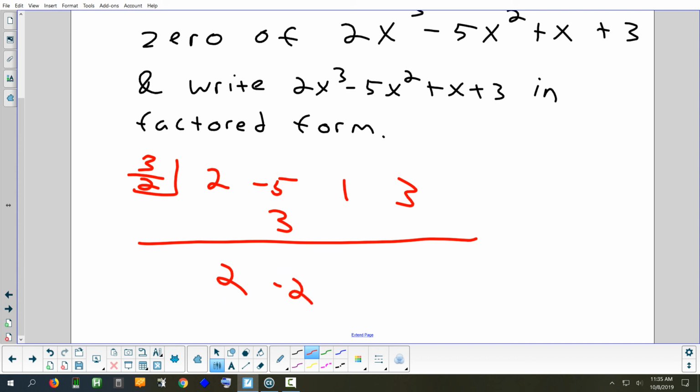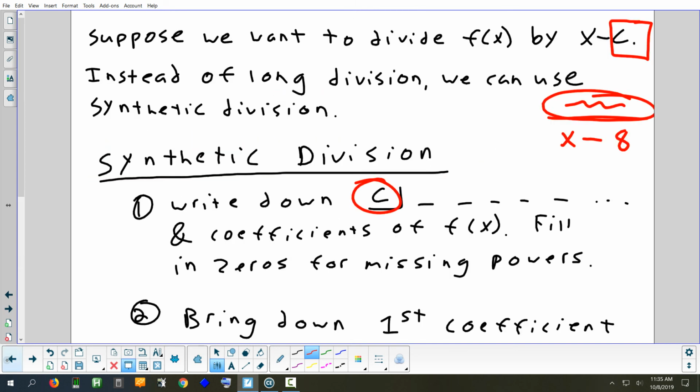And now do it again, and stop when you get to the last one. What's 3/2 times -2? -3. 1 plus -3? -2. So we get the same one again. And -2 times 3/2? -3. And what's 3 plus -3? 0.